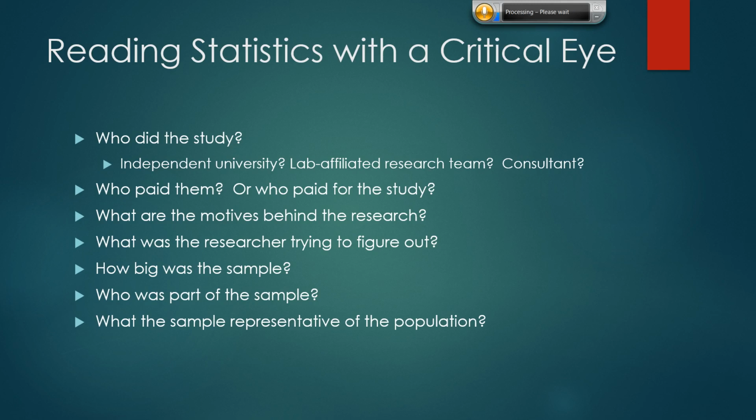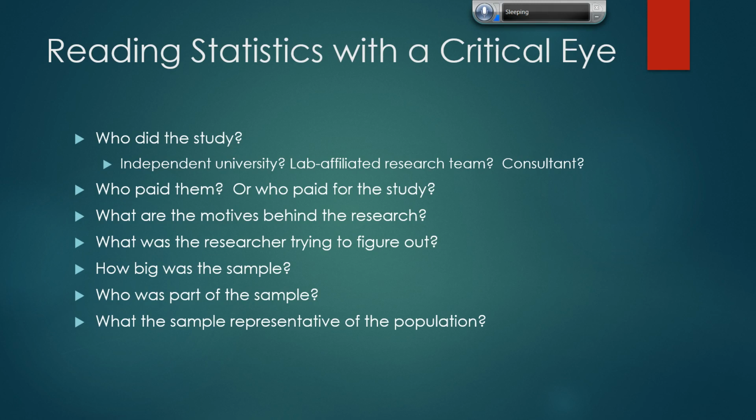You might ask yourself, what are the motives behind the research? Go back to the original design of the research. What were the research questions? So what was the researcher looking to find? And did the study really find that? Or did it sort of find that, and you feel like the research was used to help prove something that it didn't really prove? Ask yourself what the researcher was trying to figure out.